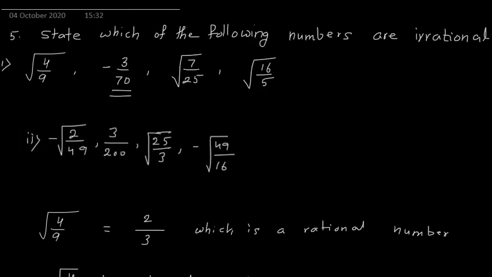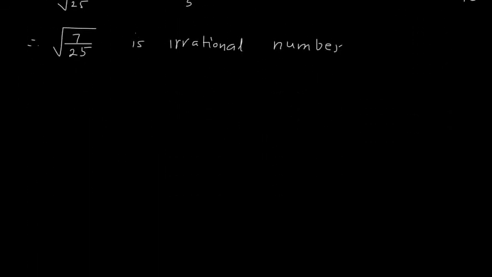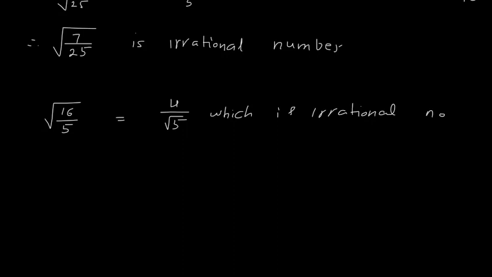Next problem is root 16 upon 5. Now this root 16 is 4 and root 5 is root 5. Again, the denominator is irrational. So I will say that this is an irrational number. Therefore, root 16 upon 5 is irrational.